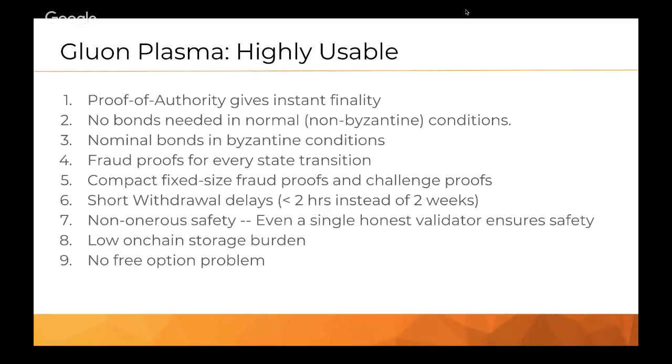And the last is the free option problem. So in Plasma, if you want to create a transaction, I want to buy and you want to sell, we have to create a transaction. I have to sign the transaction, send it to you, and you have to sign it, and then publish it. Now, what happens is, if someone receives a signed transaction that you have to countersign, you can simply look at the market and see if it's going your way. And if it's going your way, you sign it. If it's going against you, you don't sign it. That's called the free option problem.